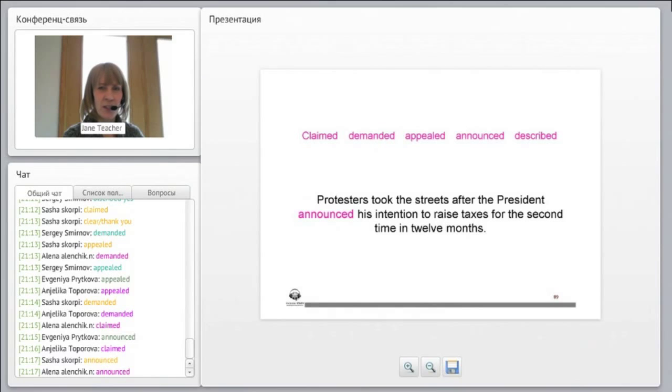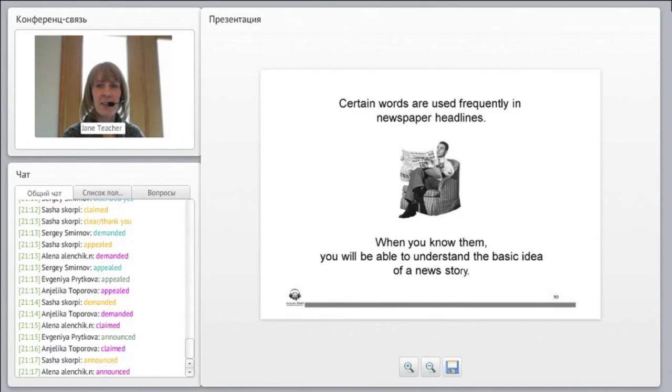Okay, any questions about those before we move on to the very last bit? So claim, demanded, appealed, announced, described, some useful words to recognize.